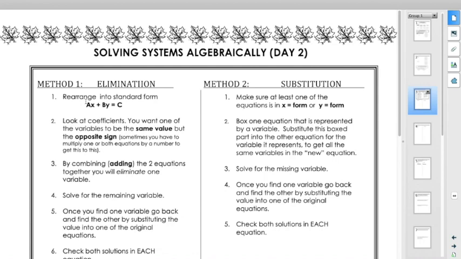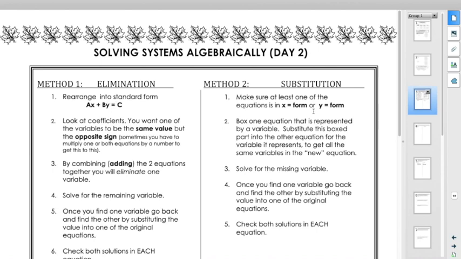So elimination was we had to rearrange into standard form. We had to get ax plus by equals c. And then we eliminate one of the letters by adding the two equations together if they have the same value but opposite sign. So like negative 2x and positive 2x. So they would cancel out and I'd be left with just one letter, y.